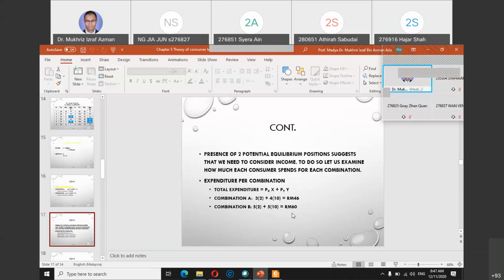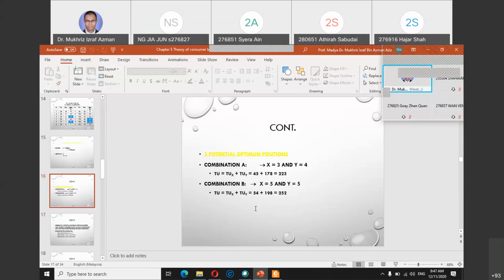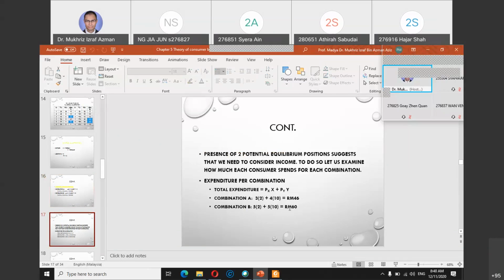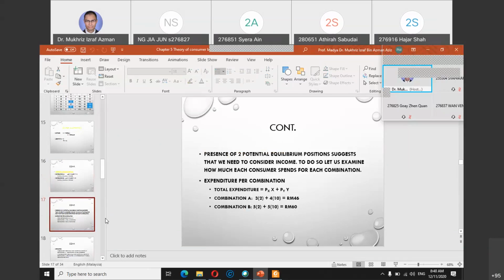But if you have 60 ringgit, you can go for either A or B. But of course, as a rational consumer, between A and B you want to go for B, because B gives you higher utility, 252. Any logical or rational consumer will make the choice that gives the highest value of utility. So in this case, if you have 60 ringgit, between A and B you're going to go for B. So that is what we discussed.